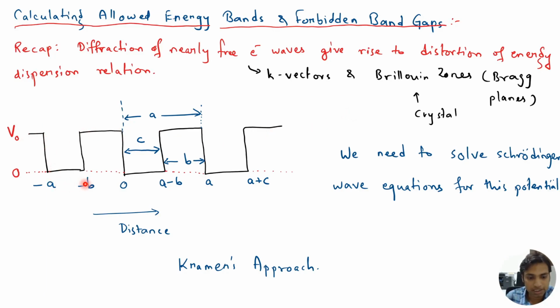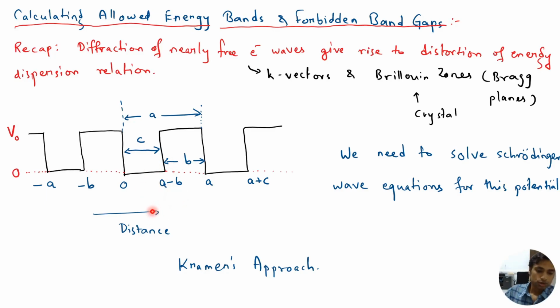What we'll be doing today is we will take a periodic well potential and try to solve for its energy. We'll try to see the energy band formation quantitatively. To solve for this potential, we'll be solving the Schrodinger wave equation for this particular potential. This model is called the Kronig-Penney model.